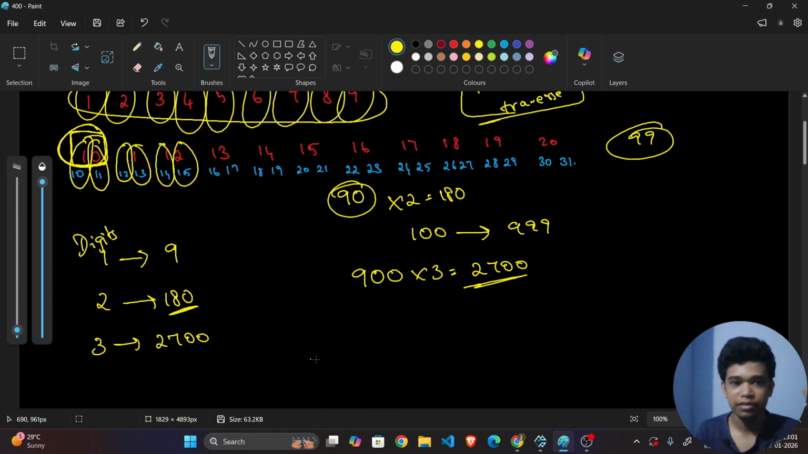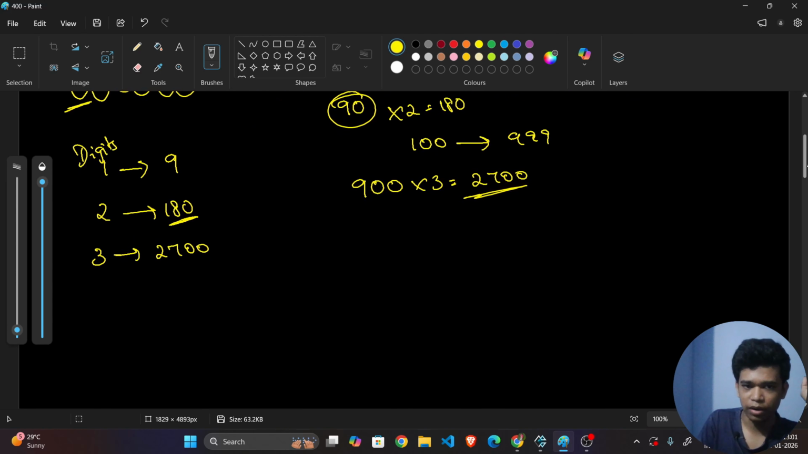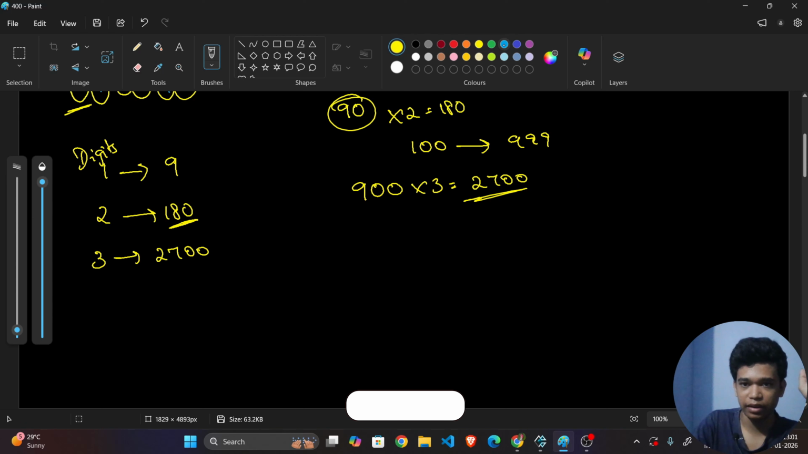What that 190 means? That 190 means I covered all these digits, 1 to 9, and also started from 10 and gone up to 99. Can you understand this? Fine. Okay, let us take some examples so that you can understand this clearly.